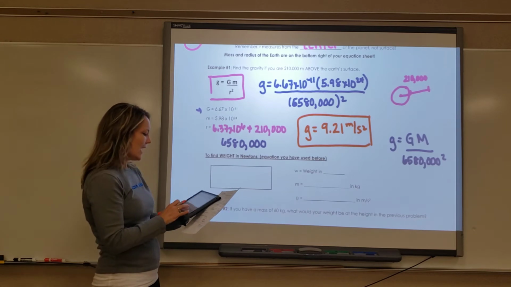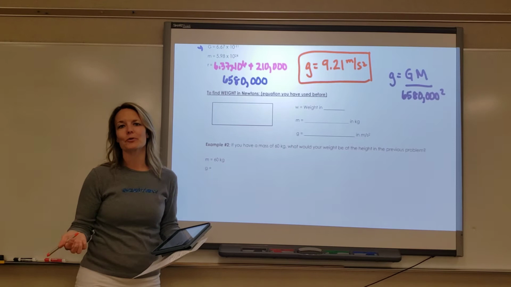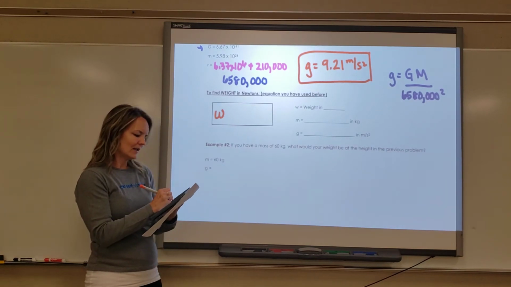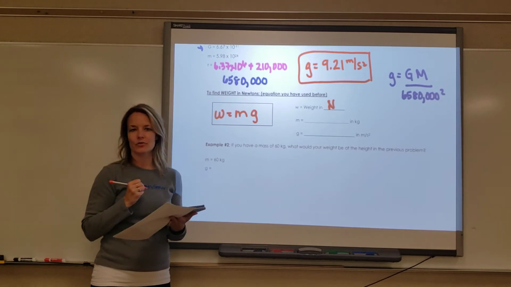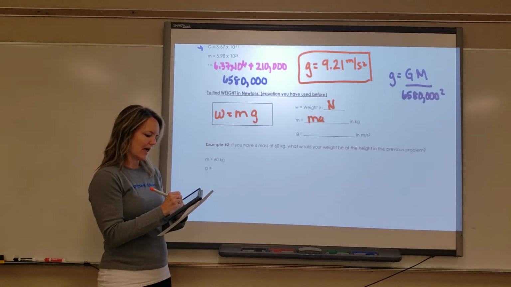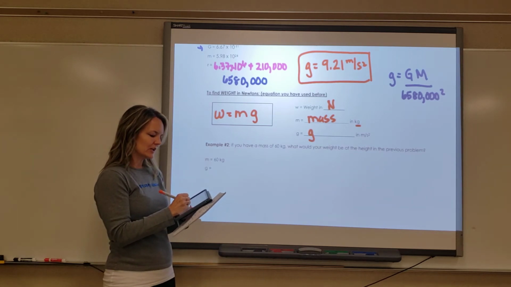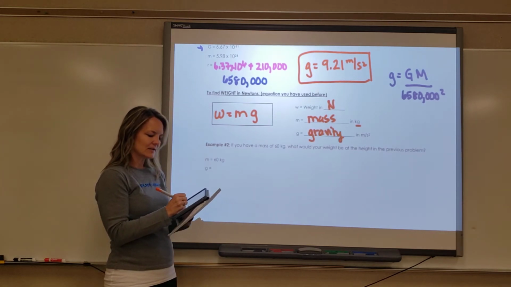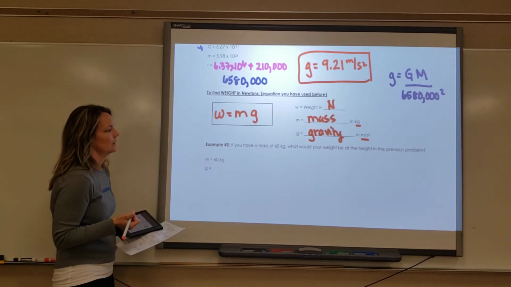All right, from here, to find the weight in newtons, you already know your weight equation. Weight is mass times gravity. Weight is in newtons. Mass is the m, and we have to have it in kilograms. Little g is always gravity. It's an acceleration, so its units are meters per second squared.